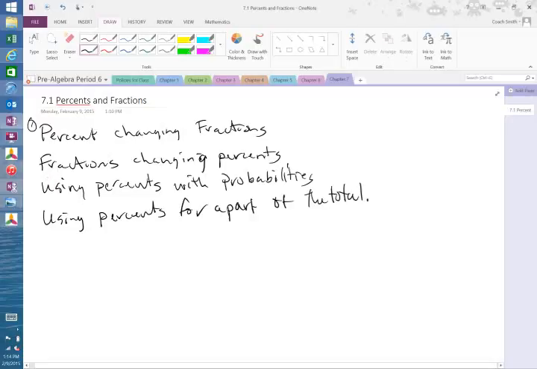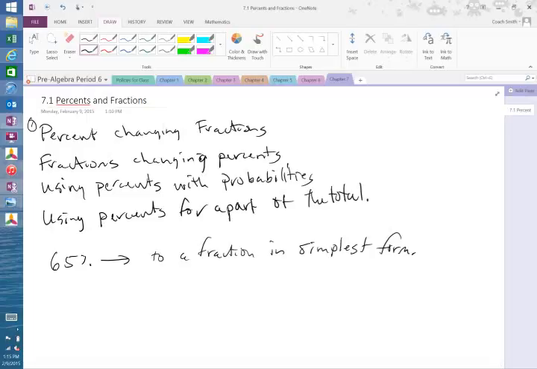Then what you're going to do is take the percent, whatever percent it is. Let's say you have 65%, and I want to change 65% to a fraction in simplest form. What you're doing is this: you basically take 65 and multiply it by 1 over 100. Now, most people say, well, you just put it over 100. That's true in a way.